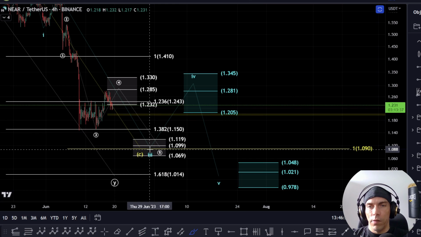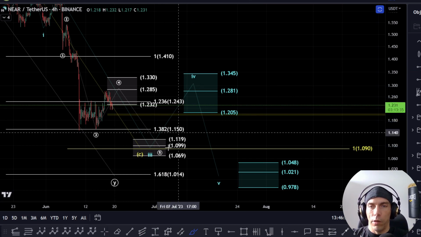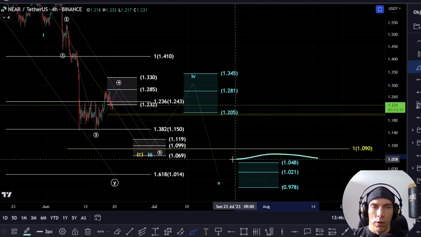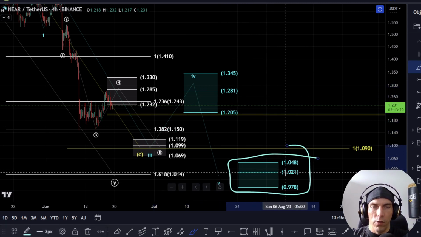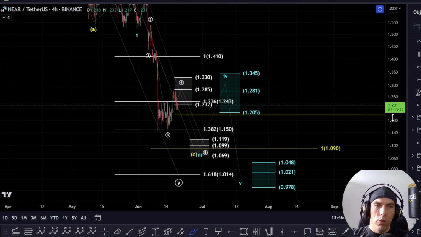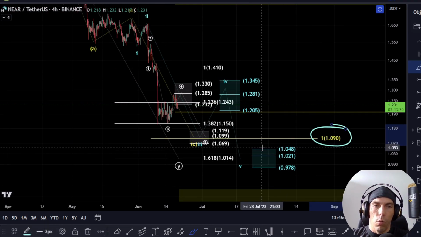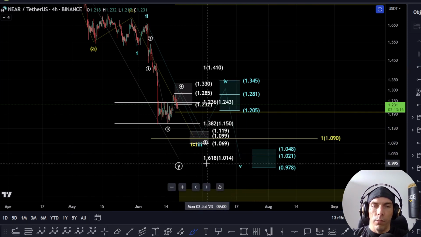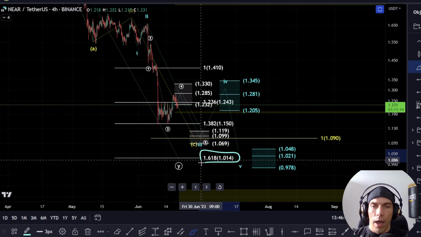So what this would mean is that we have a secondary 4th and a 5th to the downside, where we get another 3-wave move up here, followed by a 5-wave move to the downside, which could actually look to push us down towards this 104 to this 97-cent range. Now, the 1-to-1, like I said, is here at this $1.90, and then the 1.618 of that W wave would be here at this $1.01.